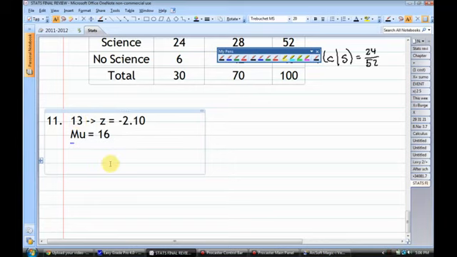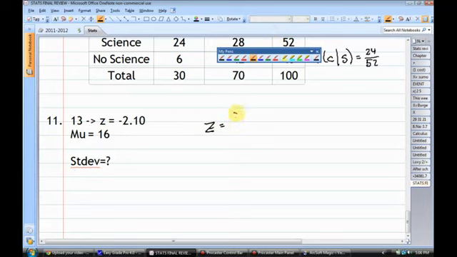So we're supposed to find what is the standard deviation. You just have to move around the z-score formula to find that. Right. So we just have to use that z-score formula. So z equals x minus mu. The standard deviation equals x minus mu.